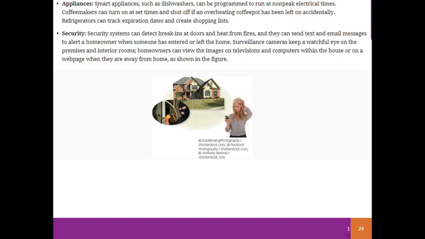Then there are smart appliances. We may not have a lot of them in our homes, but they are coming. So there can be dishwashers that can be programmed to run at non-peak electrical times. Right now, I guess in most big cities, these distribution companies have introduced this time of day kind of billing. So you are charged differently for electricity depending upon what time of the day you are using that electricity. In the peak hours, for example, the peak demand is from 6 p.m. to 10 p.m. at night, say.